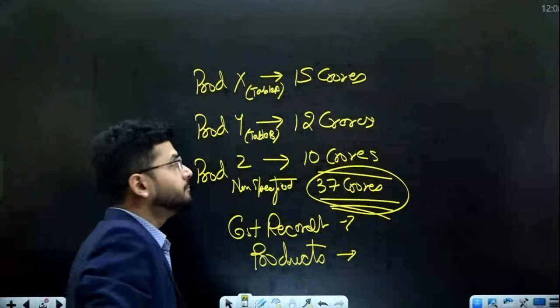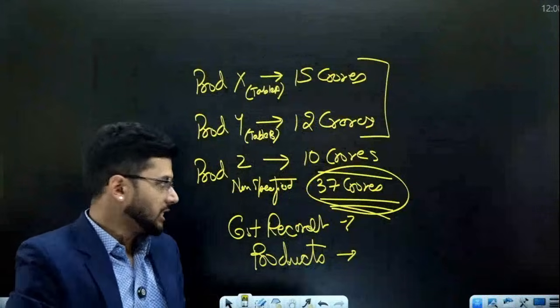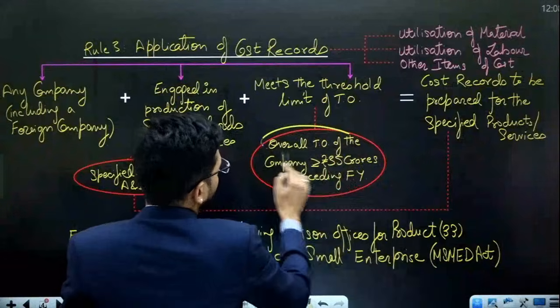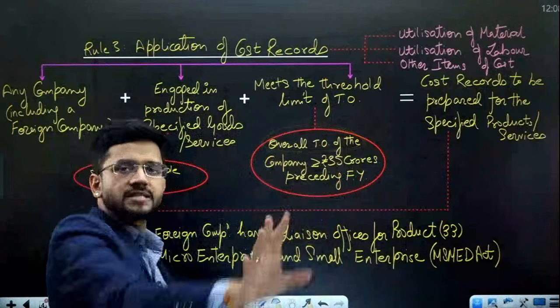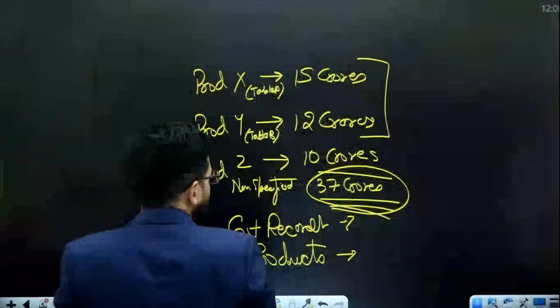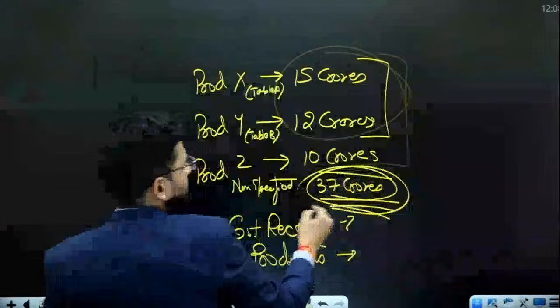We don't only have to see the products which are covered under table A and B. It is written that overall turnover of the company is to be seen. The overall turnover of the company, including the non-specified goods, also is to be seen. So the entire turnover of the company, which means all the 3 products, is 37 crore.